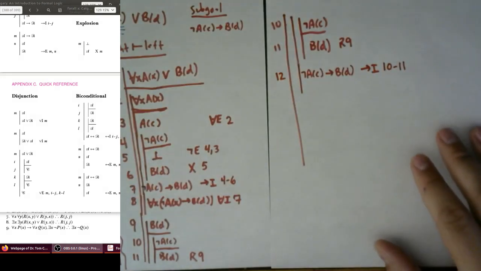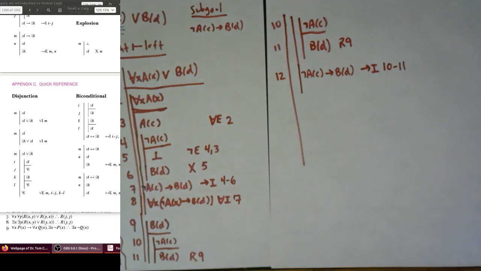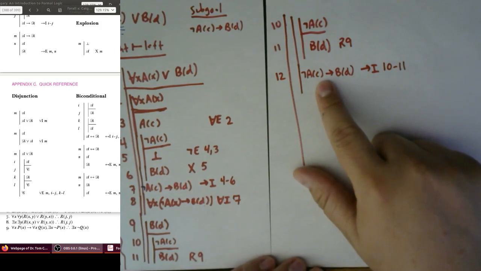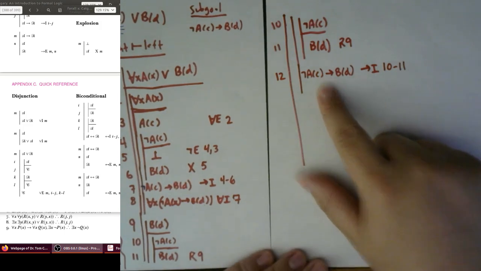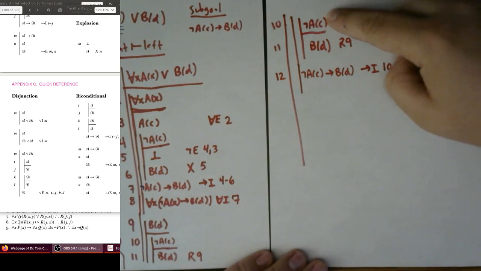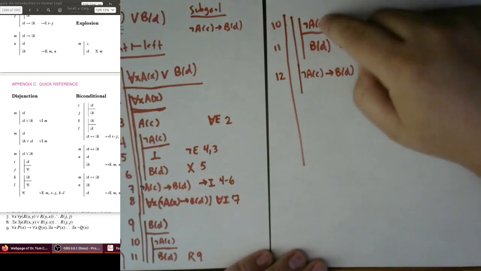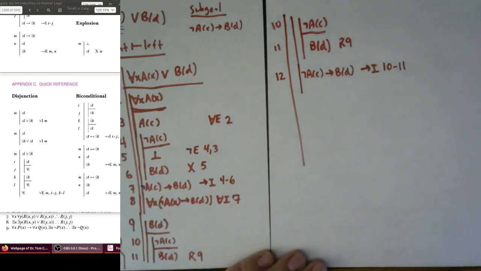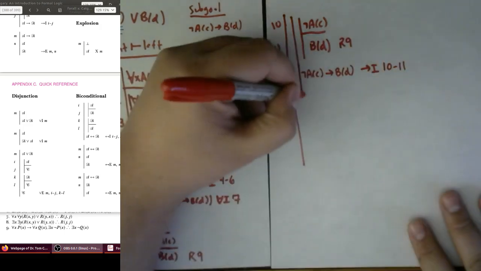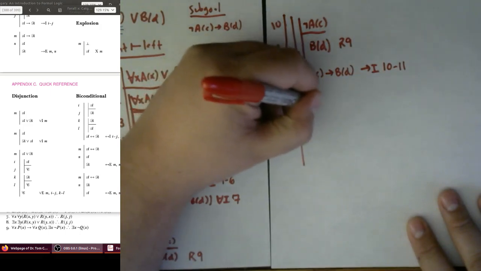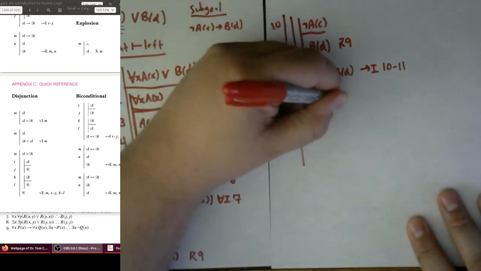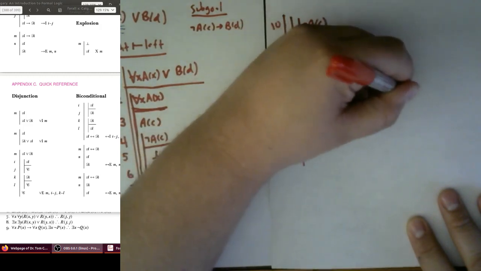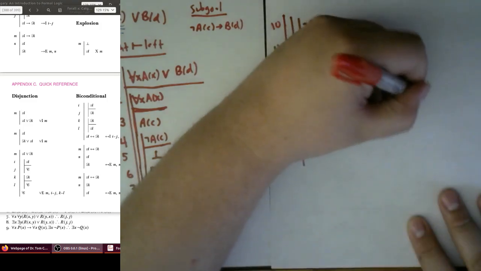Okay, so that's great because now I have a C in here, and that C is not part of an undischarged assumption. I mean, it's part of this assumption, but that subproof has been discharged, it's gone. So that C is now not part of an undischarged assumption. So I'm allowed to universally quantify over the C. So I can say not AX implies B of D. That's for all introduction on line 12.